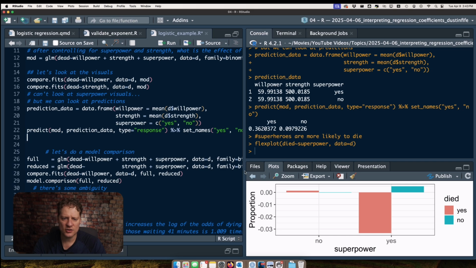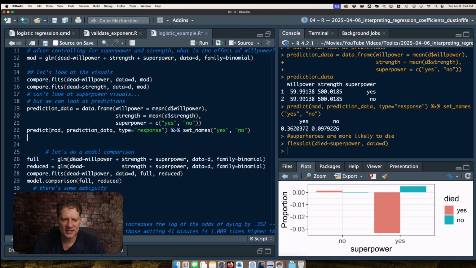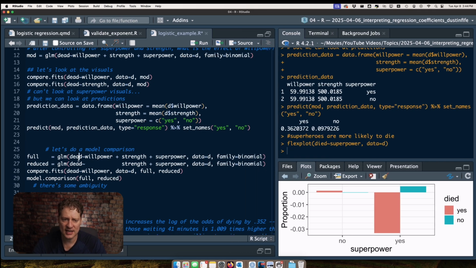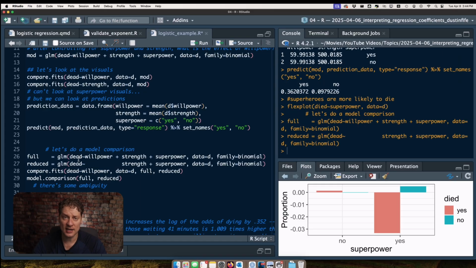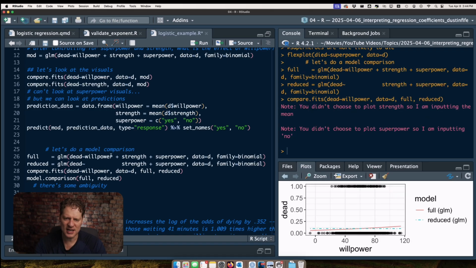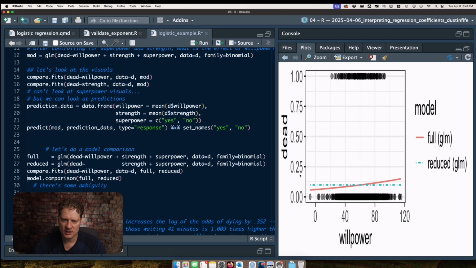All right, now let's get to our actual question. We want to know, what is the effect of willpower above and beyond strength and superpower in predicting whether you died in the final Avengers battle? And so we're going to fit a full and a reduced model. So like I said, we can look at visuals. We can look at model comparisons, which is what we're going to do now. Might as well visualize it first, because why not?